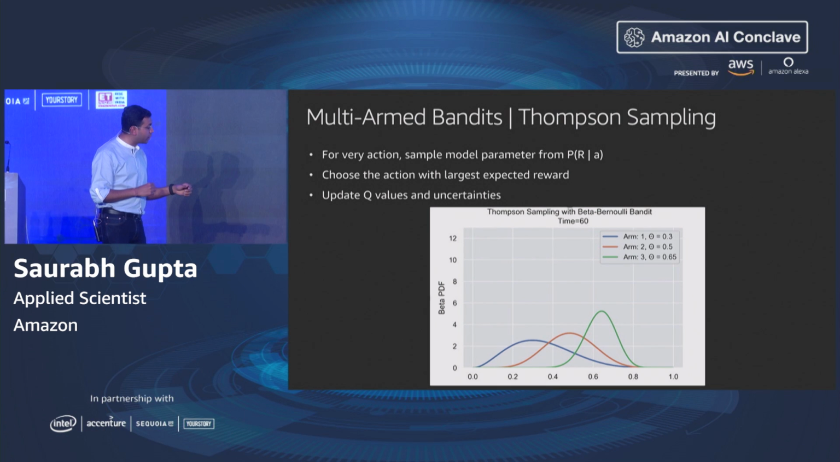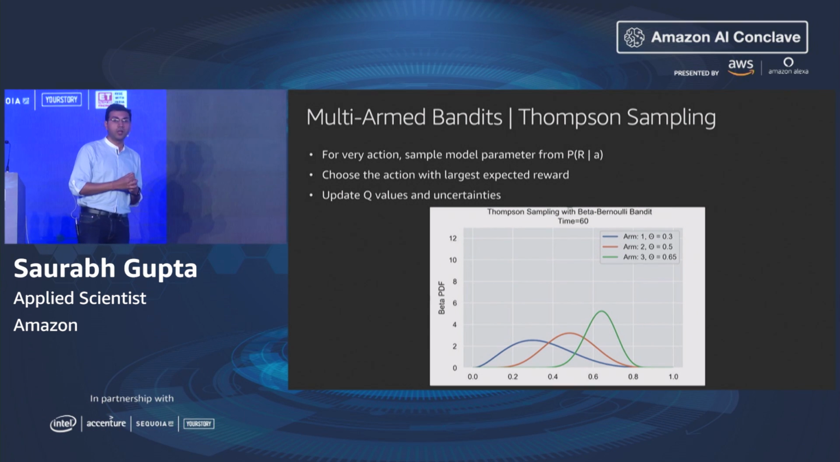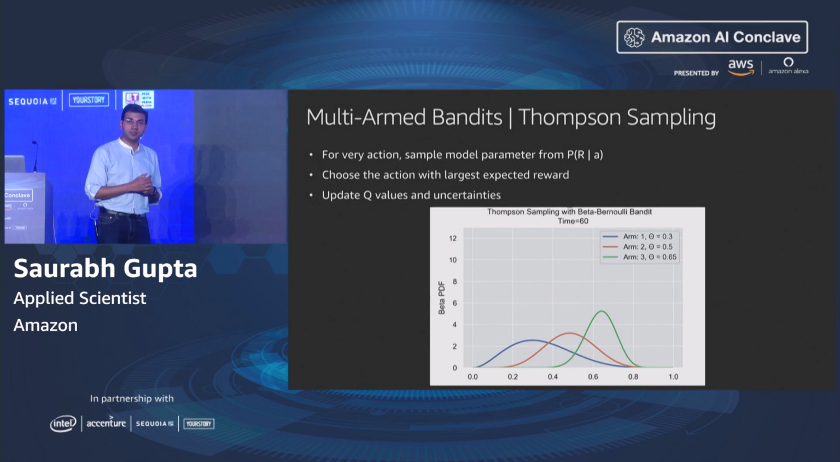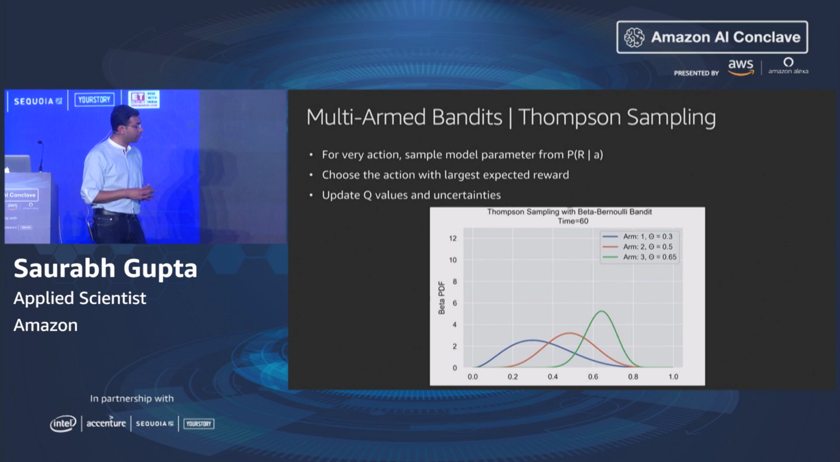Similarly, for the orange one, it might sample 0.4. For the green one, it might sample 0.6. So even though the mean of the blue curve is the least, because it's so uncertain, the bandit sampled a reward which is maximum for the blue curve. So in this case, the bandit will execute the blue action. And again, similar to what I explained for UCB, this blue curve will shrink over time. We can update this blue curve using the reward that we get for the blue action. And I'll show you how we can update this curve.